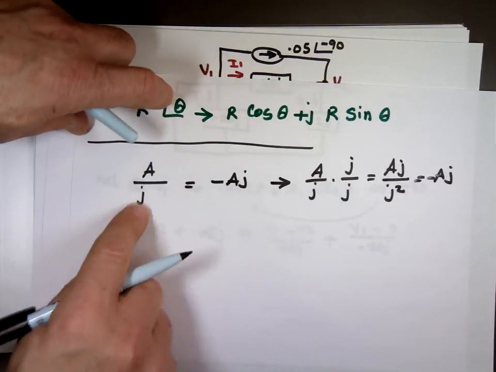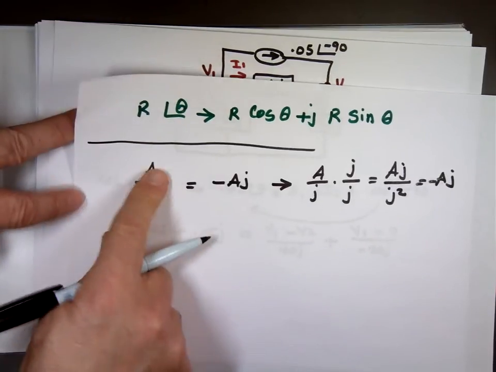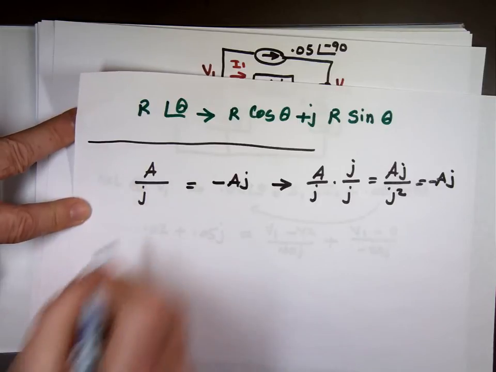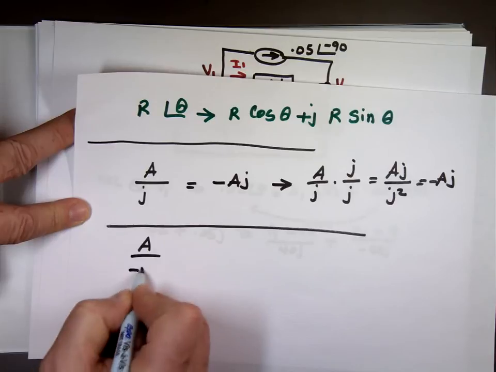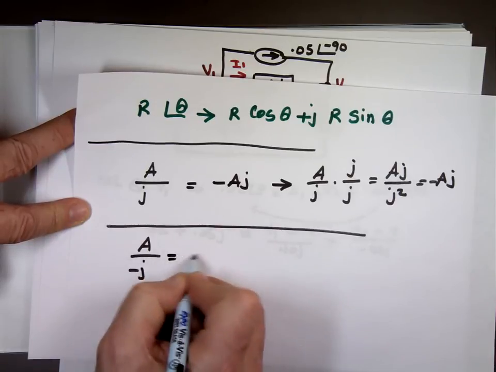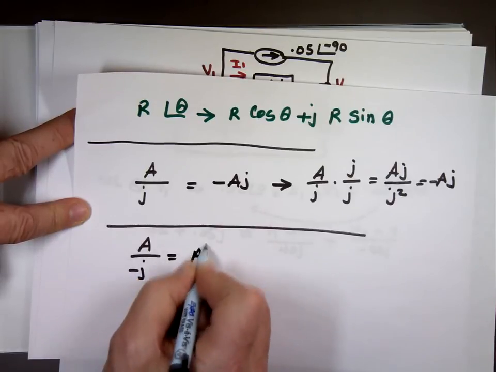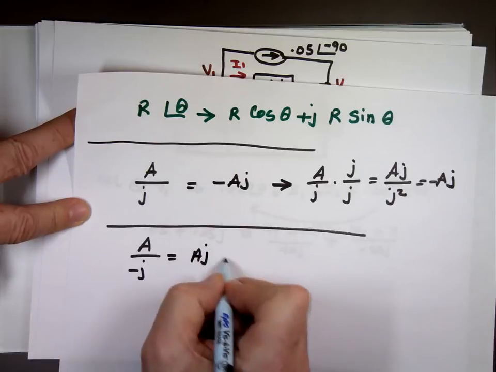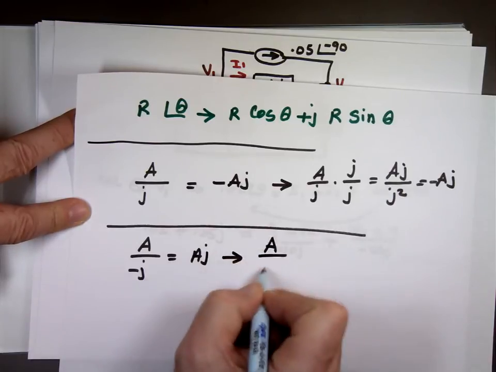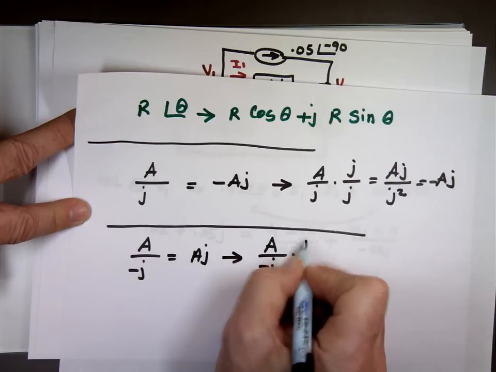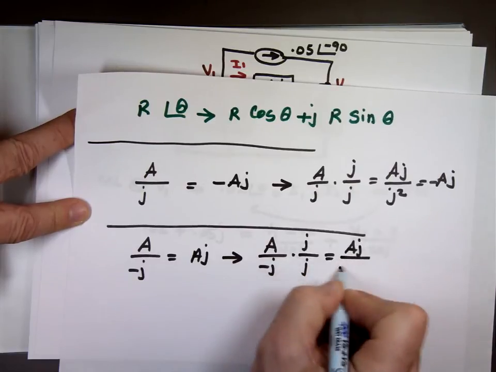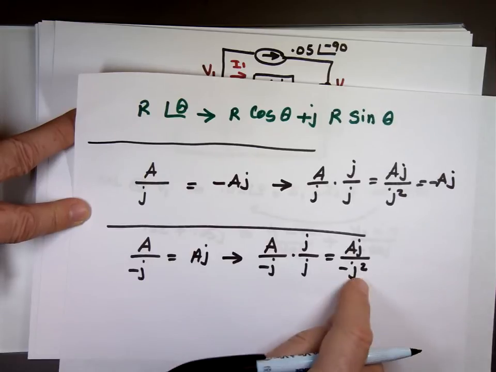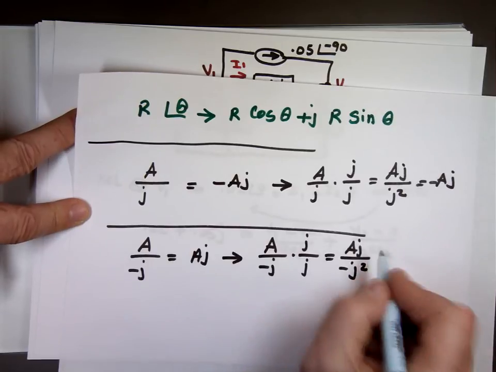So if you have a positive j in the bottom, when you bring it to the top, it becomes a negative j. The same thing. If you have a negative j in the bottom, when you bring it up, it becomes a positive j. Again, why? You multiply the top and the bottom by j. j squared is minus 1. With the minus sign it's going to make it a plus 1.